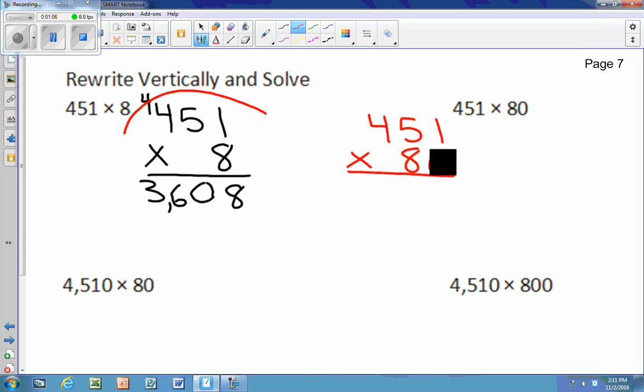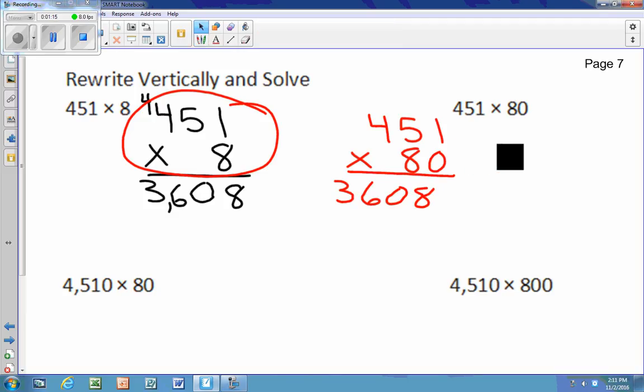Well, that's just like this, 451 times 8. I know that is 3,608. And then I take my box and I remove it, and I have to put that 0 that's right there back in. So my answer becomes 36,080.